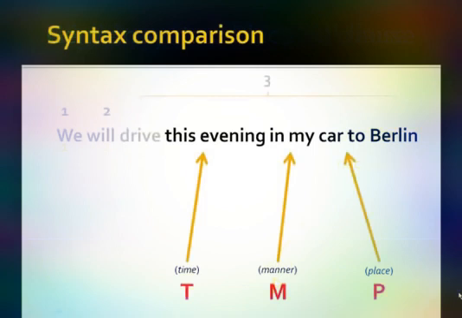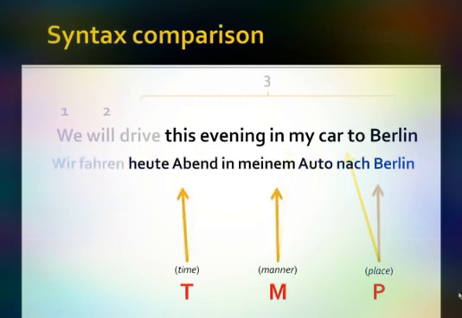In English, this is just for review, syntax comparison: we will drive this evening in my car to Berlin. Time, manner, place. We also have components 1, 2, and 3: subject, verb, and adverbial clause. Now, putting up the German right next to the English, we essentially have almost the same thing. Wir fahren heute Abend in meinem Auto nach Berlin. Wir, first person, the first component in the sentence, fahren, the verb, and then we have heute Abend in meinem Auto nach Berlin.